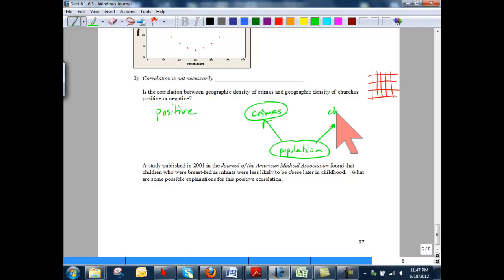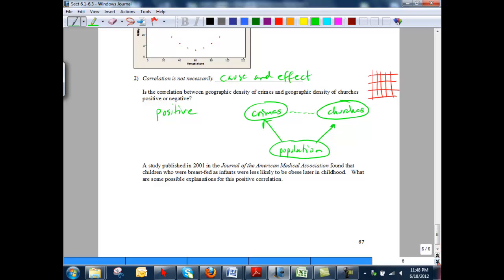and number of churches. And if we don't think this through, we might look at this relationship and say, oh, churches are causing crime, or maybe crime is causing churches to be built or something. And nothing of the sort. It's population that's going on in the background. Moral of the story, correlation is not necessarily cause and effect. Just because you see two variables are highly correlated doesn't necessarily mean that one of those variables is causing the other.